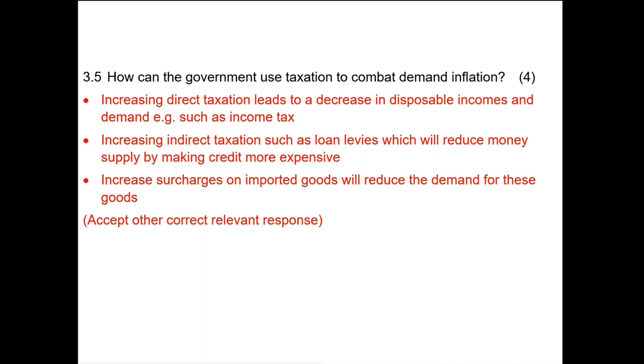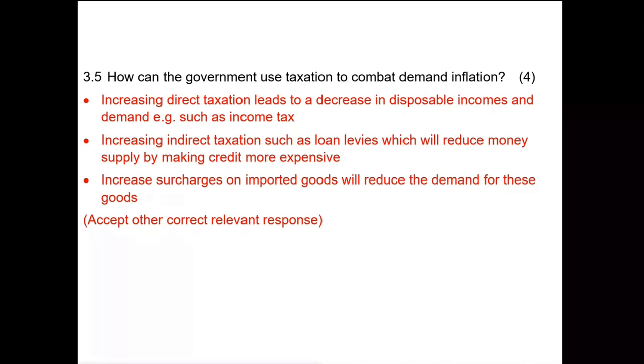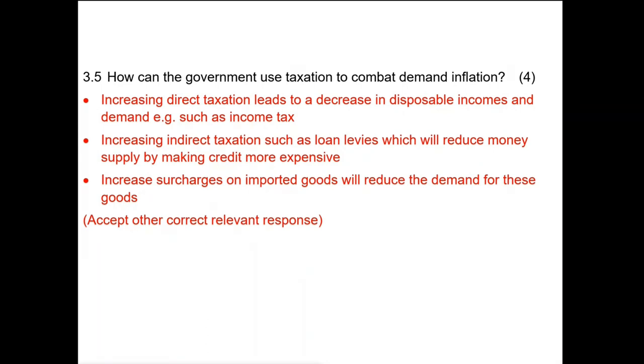And there could also be changes made to the surcharges on imported goods. So if we spend less in the foreign sector, buying goods and services, or let's say the tax increases, it will discourage us from importing goods. So these could all be used as measures to combat inflation.